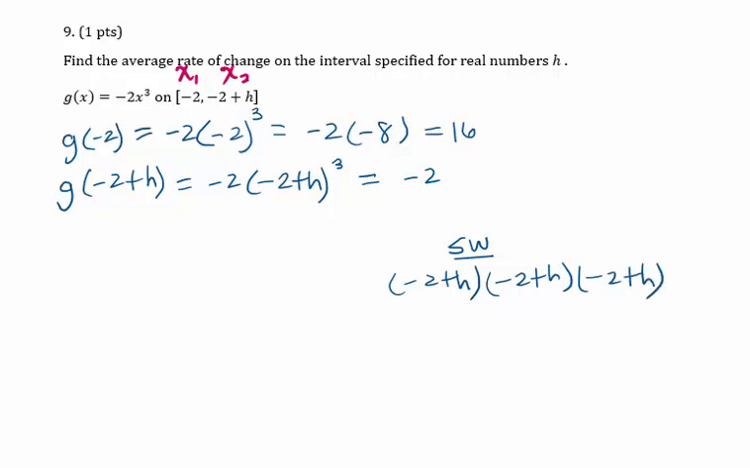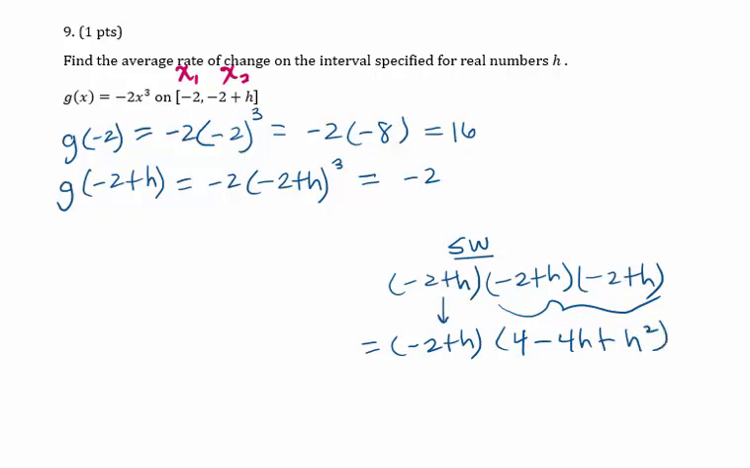Start with 2 at a time. If you multiply these together, we get negative 2 plus h. Just bring that first binomial down. Then negative 2 times negative 2 is 4, and negative 2 times h is negative 2h. But there's another negative 2h, so altogether that's negative 4h. And then h times h is h squared.